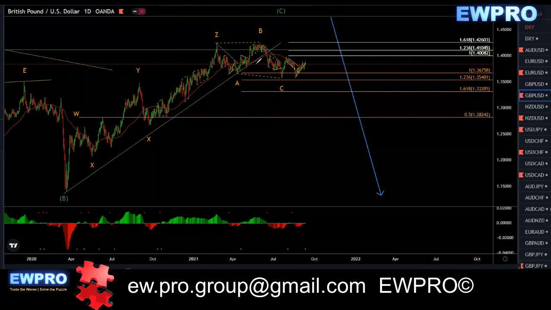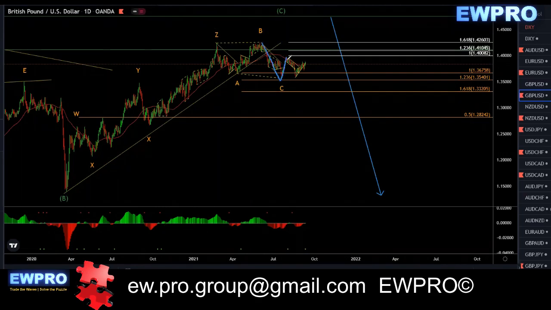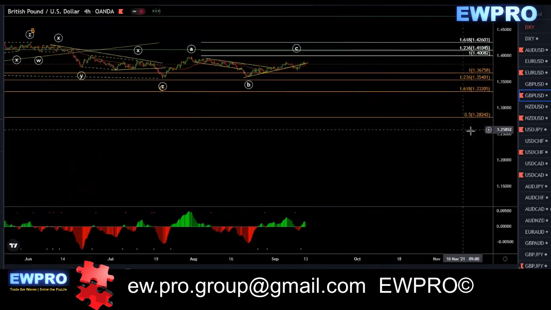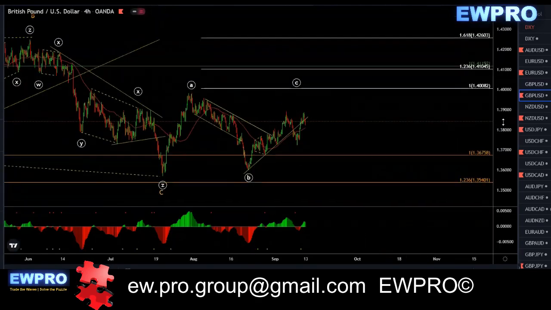Because like I've been saying, if this was the end of wave C, we should have got an A up here, flag or correction in here, and just gone up and broke that top. Instead, we got a very deep correction, very deep in here, like I've been saying. So go down on the H4. We're just looking for that C up.